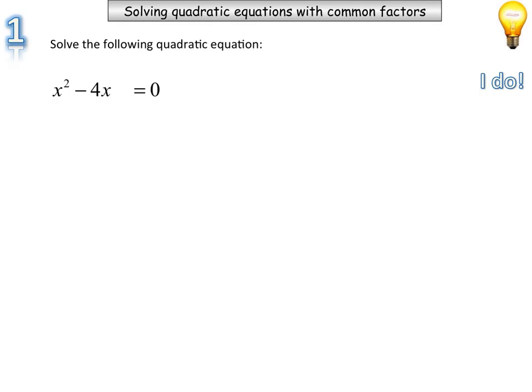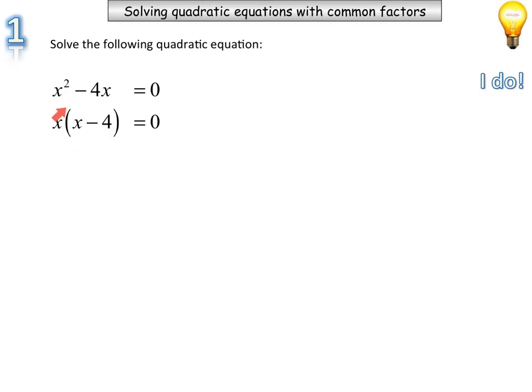Okay, so question 1 says solve the following quadratic: x squared minus 4x is equal to 0. So what solution will we get? Noticing that this expression, x squared and negative 4x, have a common factor. What's the common factor that we can take out? If you said x, you are correct, and if you take an x out of the first one, you'll end up getting an x in the first part of the bracket.